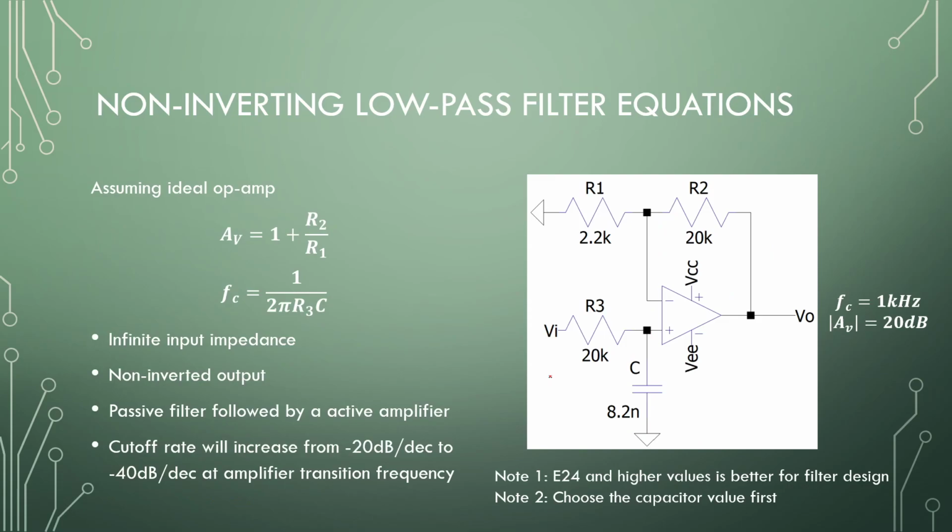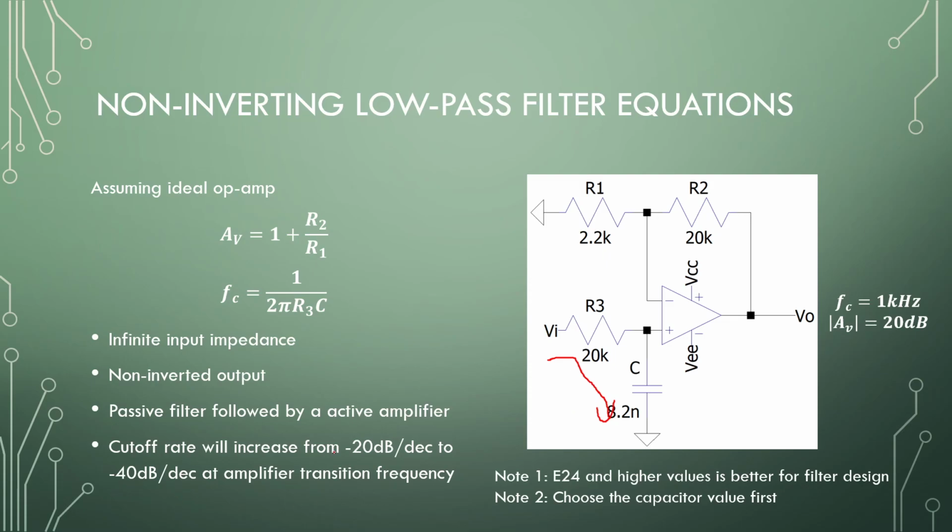Right, so the actual or best way to do this, first you will have more components, is to build your non-inverting amplifier and then add a passive filter in front of it. Okay, so filtering will happen here with resistor 3 and capacitor, and the gain will happen with resistor 1 and resistor 2. Okay, so input impedance still remains infinite. Our output is not inverted.